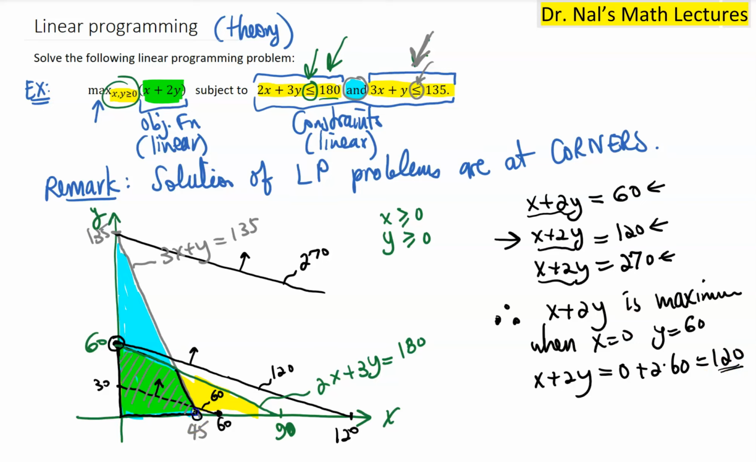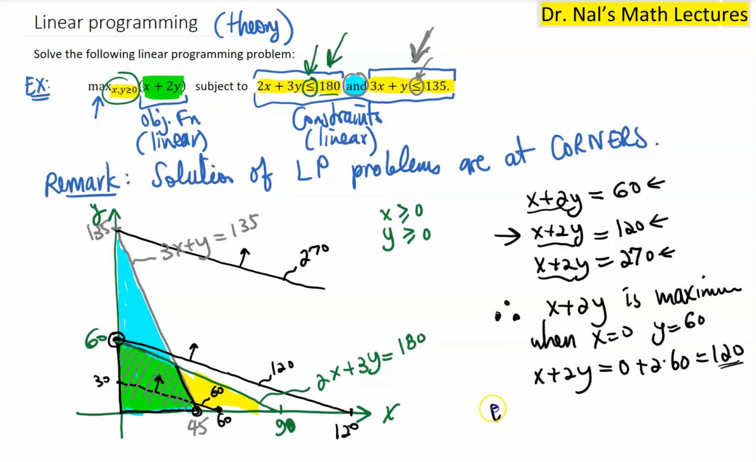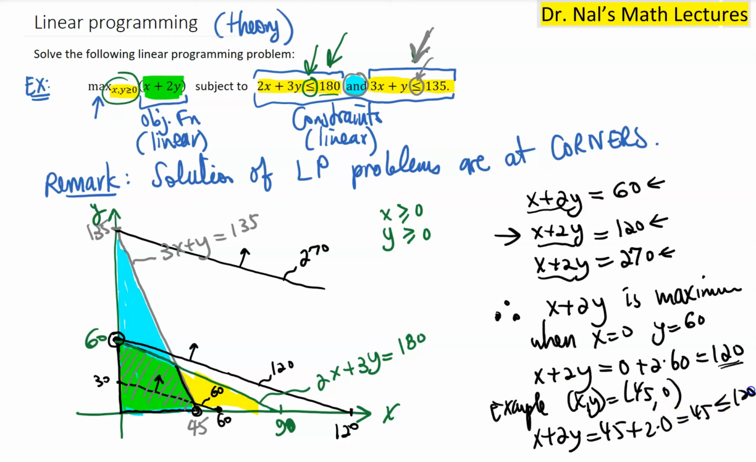Just as an example, if we were to plug in x, y as 45, 0, if we try this point, let's see what comes out. x plus 2y is equal to 45 plus 2 times 0, hey, that's just 45, which is clearly less than 120. Do you guys see that? So yeah, that clearly shows us that the optimal point is right here.